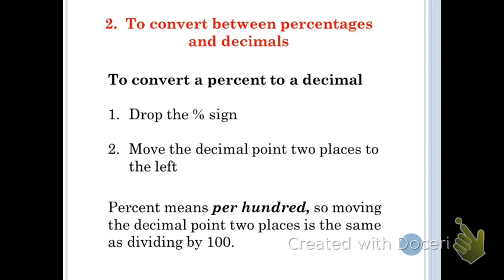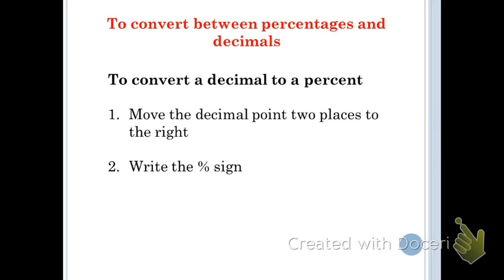To convert a percent to a decimal, 1. Drop the percent sign. 2. Move the decimal point 2 places to the left. Percent means per 100, so moving the decimal point 2 places is the same as dividing by 100. To convert a decimal to a percent, 1. Move the decimal point 2 places to the right, and 2. Write the percent sign.